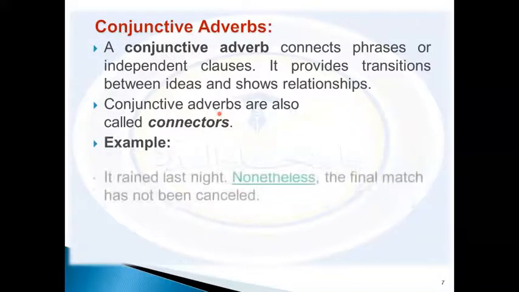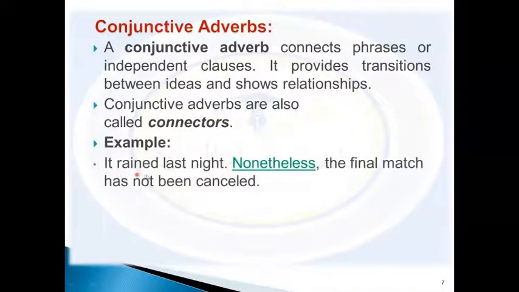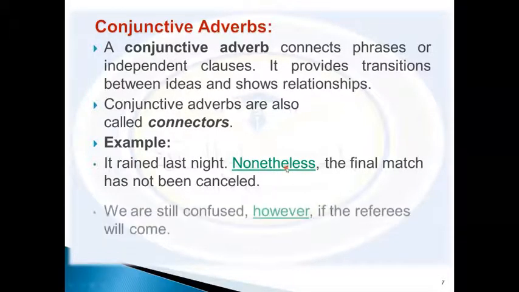For example, it rained last night. Nonetheless, the final match has not been cancelled. It rained last night is the first sentence. We link it with the second sentence with nonetheless. Nonetheless, the final match has not been cancelled. So nonetheless is a conjunctive adverb.